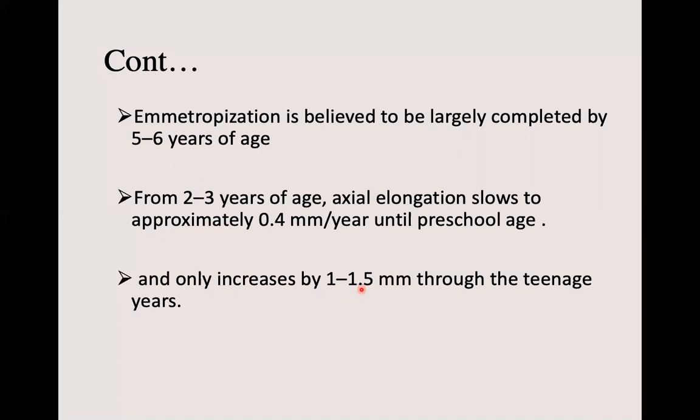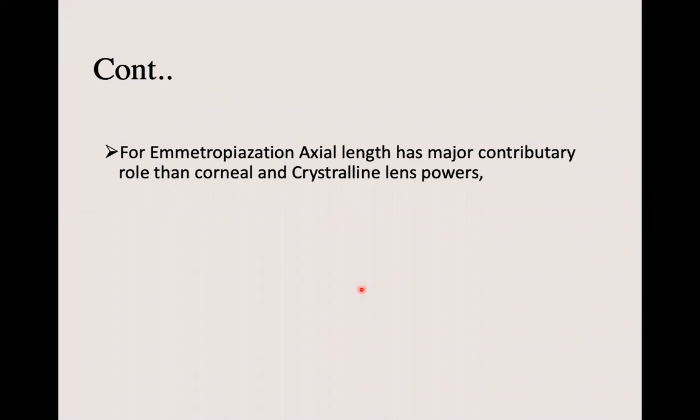That means about 3 to 4 diopter changes occur due to the change in axial length. For emmetropization, axial length has a major contributory role compared to the cornea and crystalline lens. That means axial length is one of the important factors for progression and onset of myopia. And the cornea and crystalline lens have less role in myopia progression.